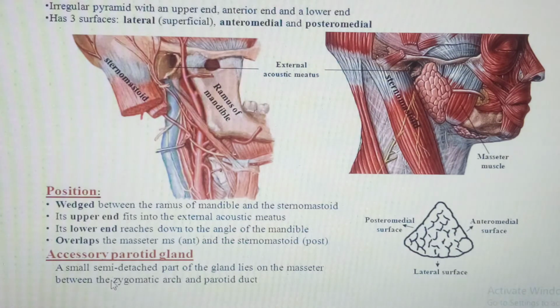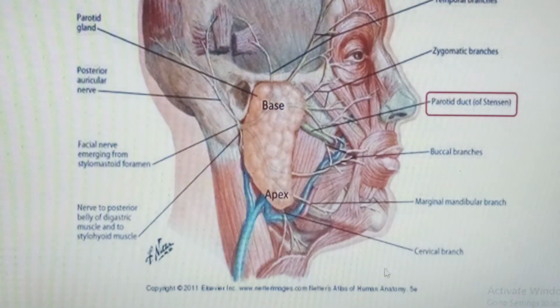But importantly, there could be an accessory parotid gland. There could be an accessory parotid gland, because at the end they are actually formed from these lobes, embryonically, and therefore there could be that kind of accessory parotid gland. So that's the parotid gland again.